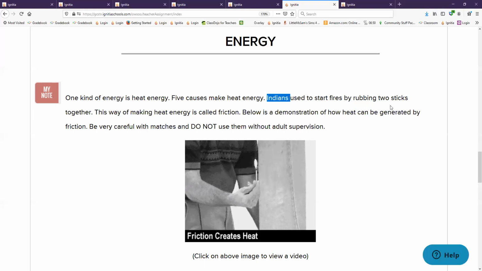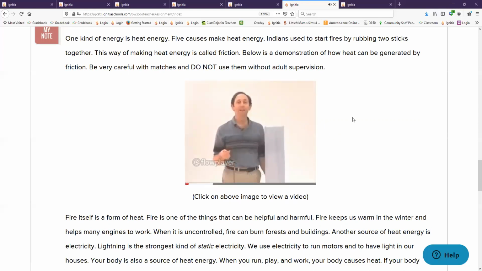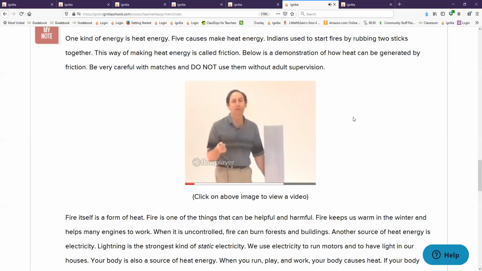Indians used to start fires by rubbing two sticks together. This way of making heat energy is called friction. Below is a demonstration of how heat can be generated by friction. Be very careful with matches and do not use them without adult supervision. Friction creates heat, as can be seen by rubbing a match on a pair of blue jeans.